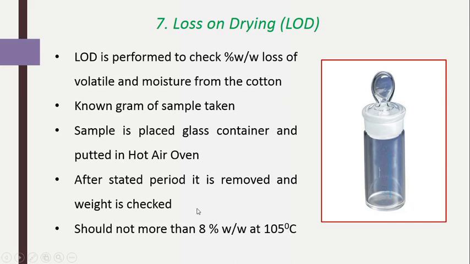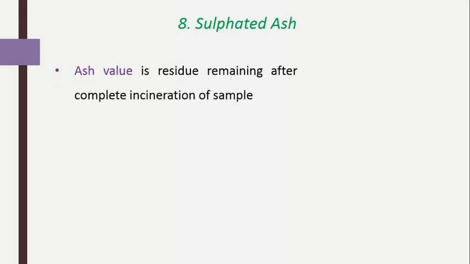So this is about the LOD test, which is done with the absorbent cotton to check its quality. Let's move to another test. Here we will see the sulfated ash test. Ash is nothing but the residue remaining after complete burning, or incineration, of the sample. After complete incineration you will get a white material, not a black one.